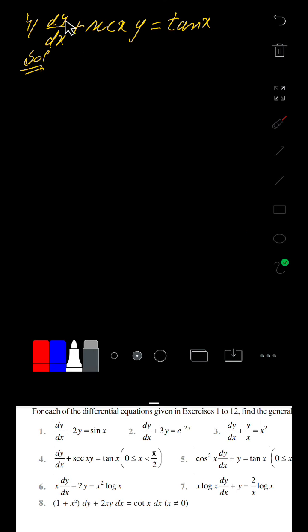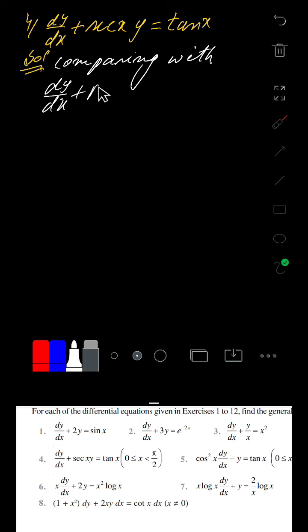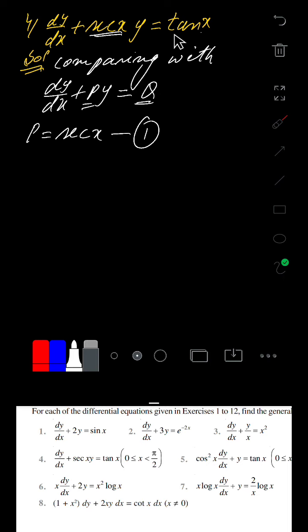Now sum number 4, dy/dx plus sec x, or secant x, whatever you call it, times y is equal to tan x. Now we have to compare it with the standard equation dy/dx plus Py is equal to Q. P is the coefficient of y. Here the coefficient of y is sec x, so P is equal to sec x. Let it be equation number 1. And in place of Q, there is tan x, so Q is equal to tan x. Let it be equation number 2.